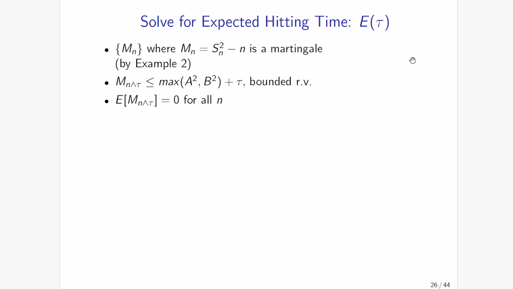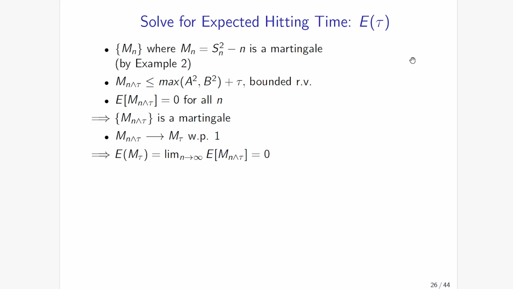Now, this second example of martingales, which is the square of the random walk Sn minus n, this is a martingale as well. And if we look at this martingale, it's bounded by the max of a squared, b squared, plus tau. So we have a bounded transformation of the original Sn, and so this martingale has expectation 0 for all n.